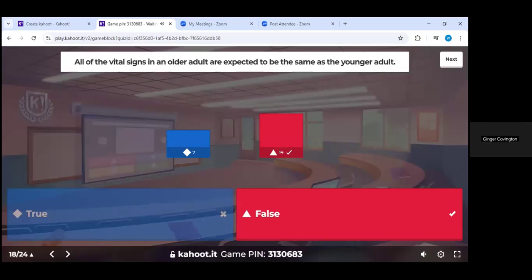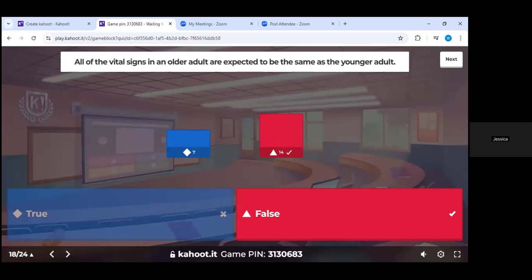Okay, so does anybody know, there's one that is expected to be different. Anybody know what that is? Their temperature? Yes, that's correct. But everything else is supposed to be the same.